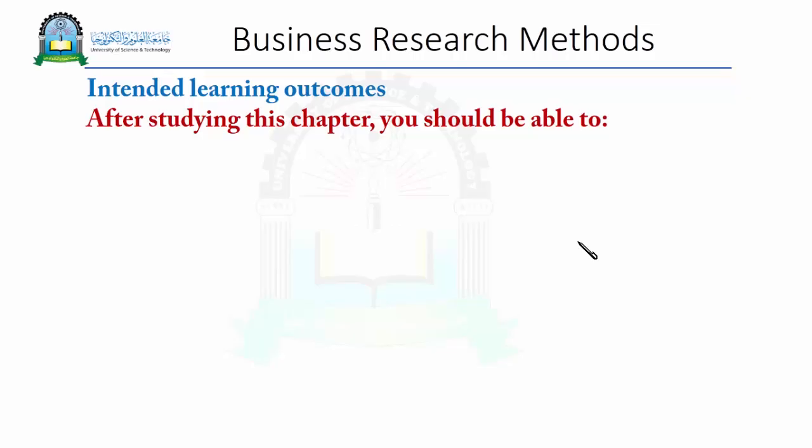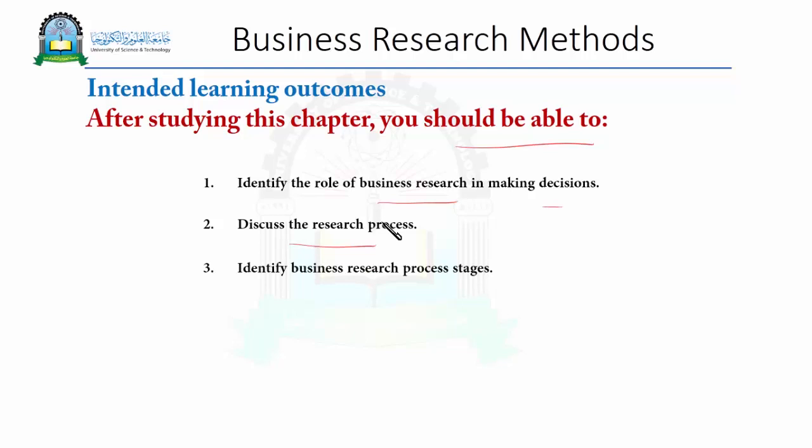So the intended learning outcomes, or the ILOs for this session, is that after studying this chapter of this session, the student should be able to identify the role of business research in making decisions, discuss the research process, identify business research process stages, which is very important, so how the researchers and how students can do research, and also define ethics and explain how it applies to research or to business research.